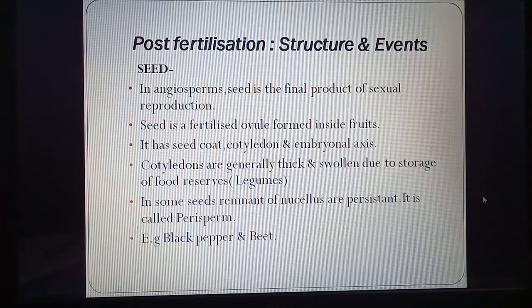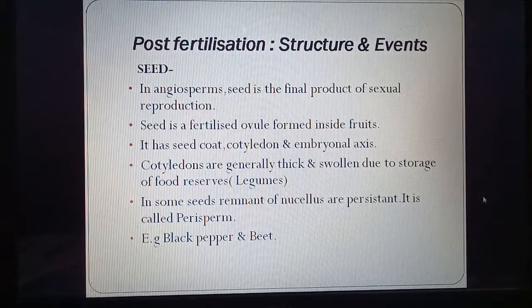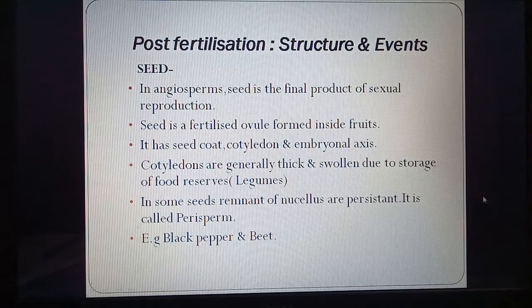In some seeds, the nucellus, you remember nucellus? Nucellus is the part which surrounds the embryo sac. In some seeds, the nucellus is a remnant, remaining and persistent. So it is not completely used. It is called perisperm. So this is a very important point. In some seeds, the remnant of the nucellus, which is persistent or still remaining, is called perisperm. Examples are black pepper and beet.